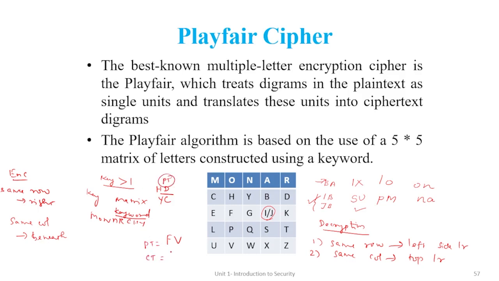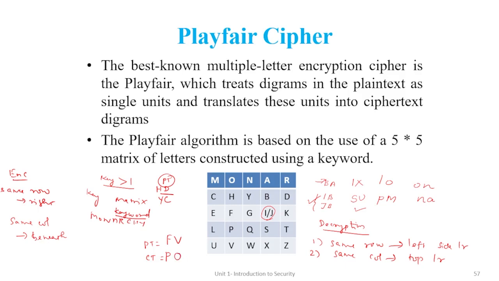I want to write the ciphertext. So F, the beneath value is P. V is the last value in the second column, so there is no beneath value. In that situation, you go to the first letter of the same column, the second column. So the answer is PO.